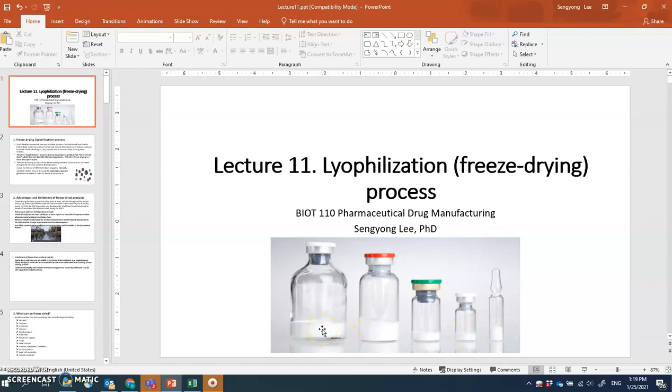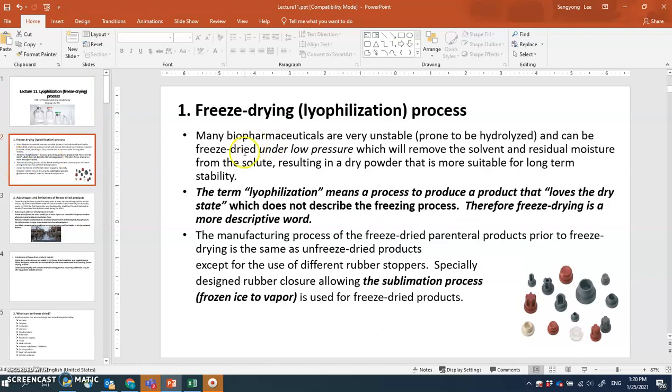If these cakes are in this good-looking, white, easily identifiable form that is not collapsed or disengaged from the vials or primary container, that's a good, pharmaceutically elegant condition, so that is probably a good freeze-dried product. Okay, so first, the freeze drying process or lyophilization.